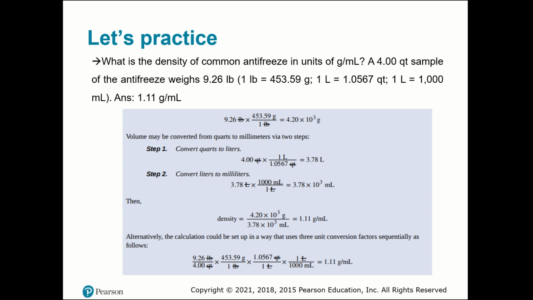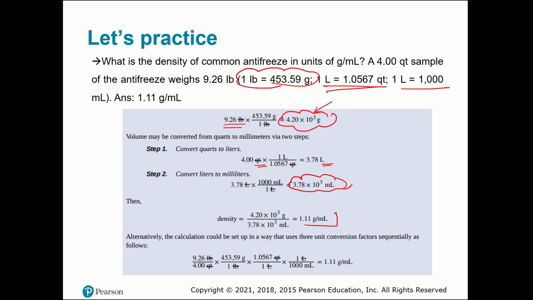Here, so first, what I did was convert mass to grams using the unit factor given by the problem. Then I convert the volume. So I have quart to liter because they gave me this. And then I convert liter to milliliter. So I have the volume in milliliters and I have the mass in grams. So now I will divide grams by milliliters and I have my final density.